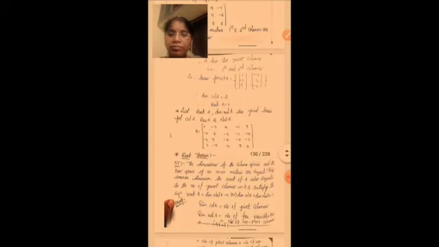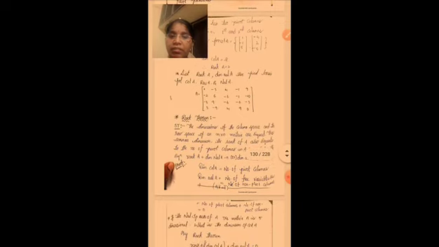How many vectors are there? Two vectors. So the dimension of Col A is equal to 2. We know the definition of rank: the dimension of the column space is called the rank. So the rank of A is equal to 2. Next, one more example problem: find the rank and nullity of A.